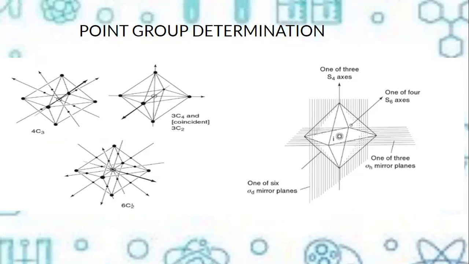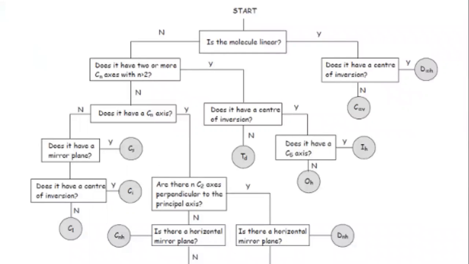The right diagram is here. We can see the improper rotation of S4 and S6, and also the mirror planes sigma h and sigma d. Next, for the point group chart, from the start, the molecule is not linear. It has Cn where n is more than 2. Does it have a center of inversion? Yes. Does it have a C5 axis? No, it only has C4, so it has an octahedral point group.